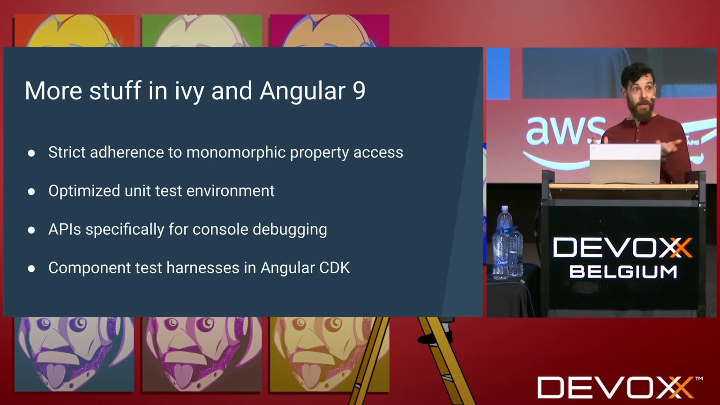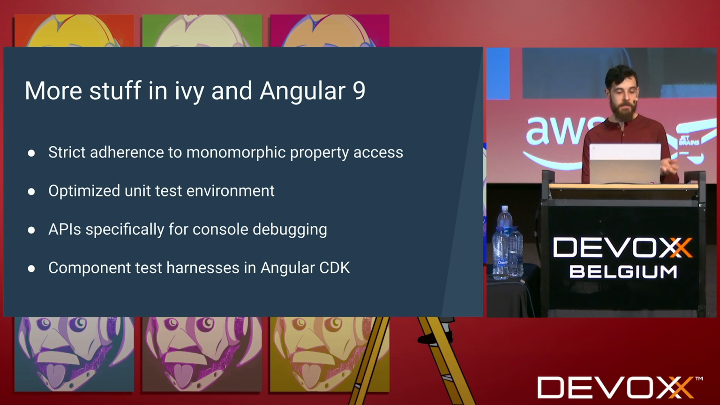So there's a lot more stuff in Ivy and in Angular 9 in general that I'm not going to have time to talk about today. There's a lot of performance work that has gone into strict adherence to monomorphic property access, which involves how the framework generates code that works well with VMs. And there's an optimized unit test environment that helps tests run faster. There are new APIs specifically for console debugging under Ivy, so you can just grab a DOM node and say, give me the component on that node. And that's a much easier debugging experience than anyone had before.